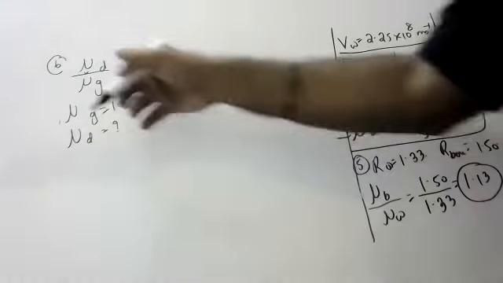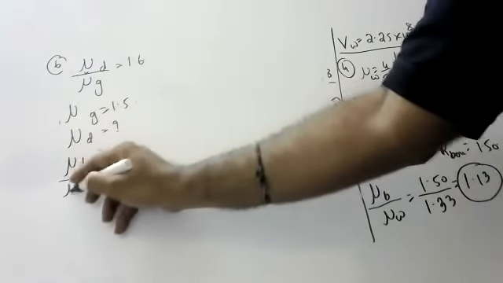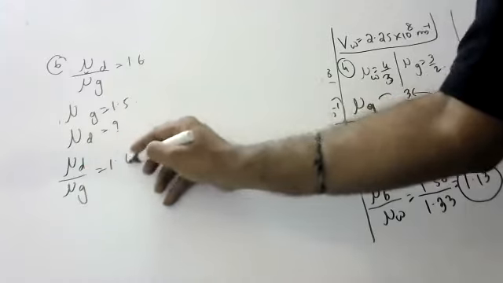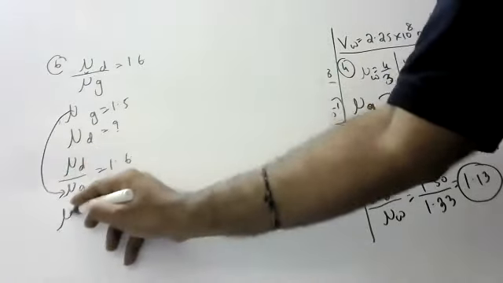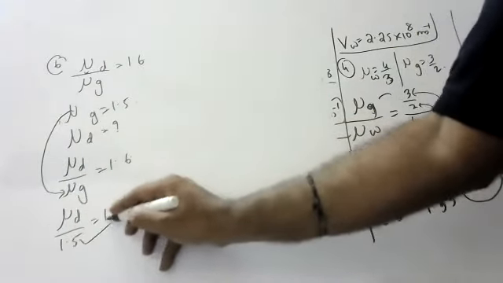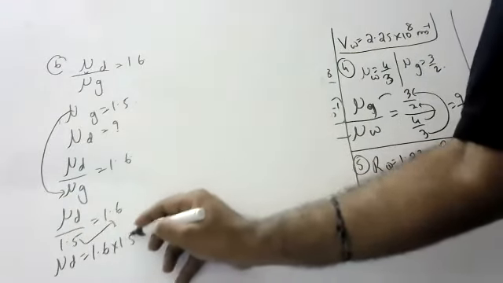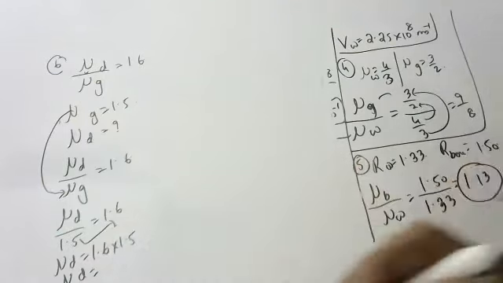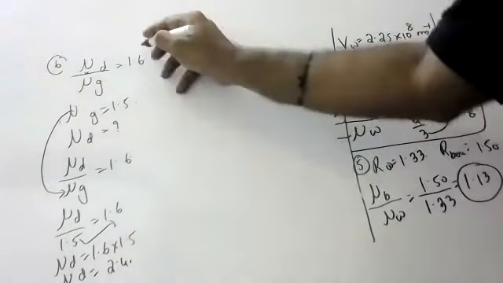Okay, children. So what they said is, refractive index of diamond by refractive index of glass is 1.6. And the refractive index of glass, how much did they say, children? 1.5. So the refractive index of diamond is 1.6 into 1.5. That's it. Slowly, if you do it, you'll understand everything, children. And the answer is going to be 2.4. That's it. Over.